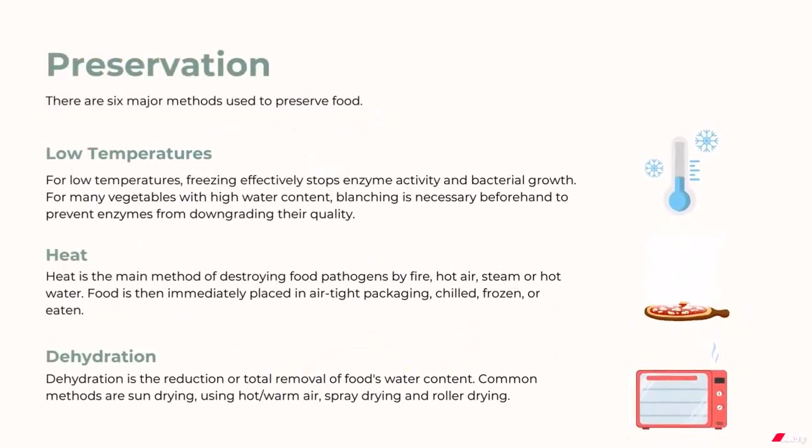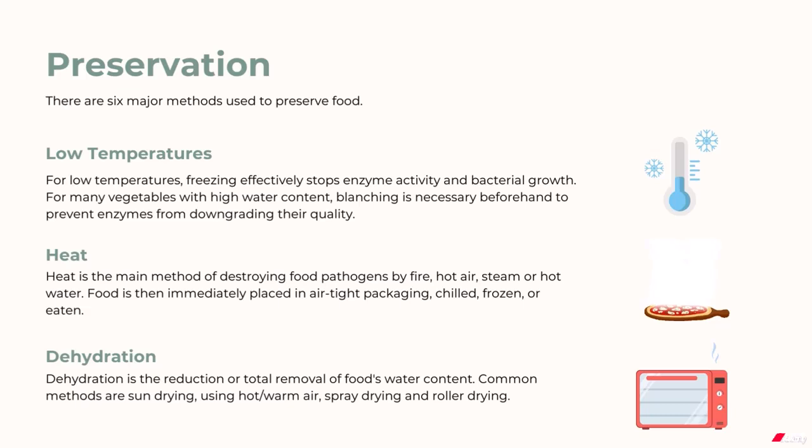Preservation. There are 6 major methods used to preserve food. Low temperatures. For low temperatures, freezing effectively stops enzyme activity and bacterial growth. For many vegetables with high water content, blanching is necessary beforehand to prevent enzymes from downgrading their quality. Heat. Heat is the main method of destroying food pathogens by fire, hot air, steam, or hot water. Food is then immediately placed in airtight packaging, chilled, frozen, or eaten.